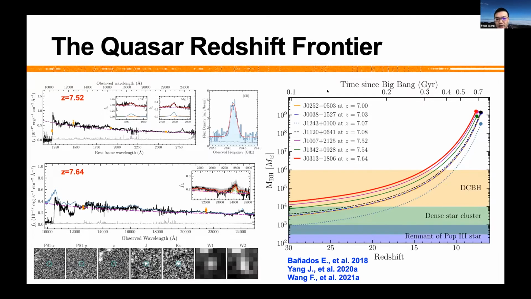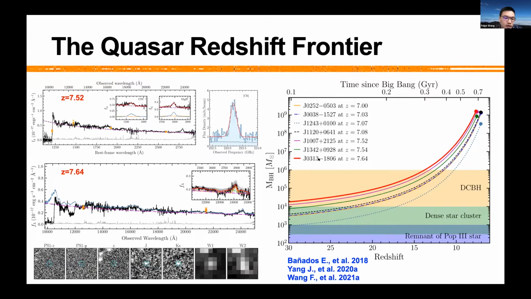In the right panel, I show the black hole growth track of those redshift 7 supermassive black holes. You can see that in order to grow those first billion solar mass black holes, you really needed to grow from a very early epoch and from a very massive seed black hole, if you assume the seed black hole has been growing at the Eddington limit. So the discovery of these quasars really puts strong constraints on the seed black hole masses and their formation mechanisms.